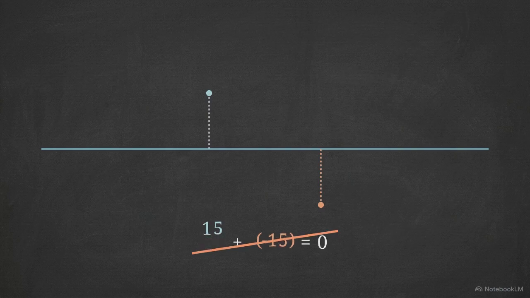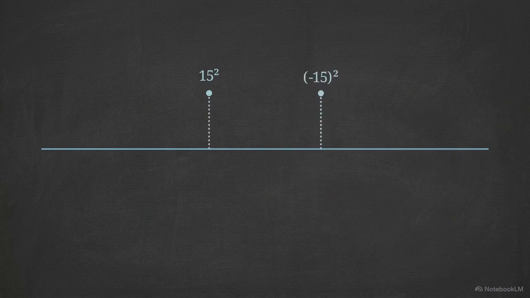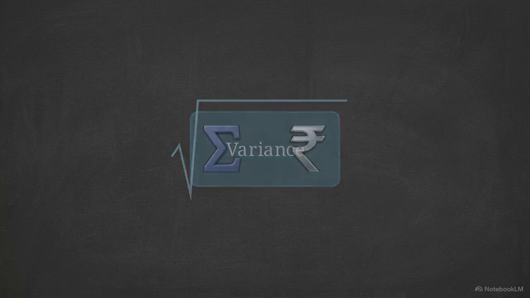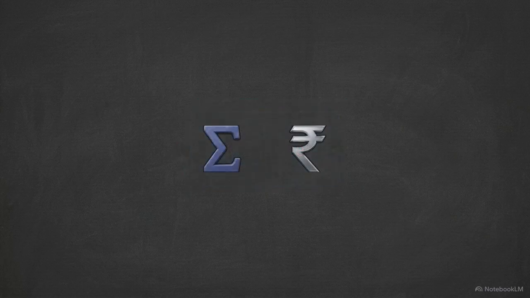The mathematical fix is to square every deviation. Squaring the distances converts all negative values into positive numbers, preventing them from canceling out the positive deviations. Averaging these squared distances gives us the variance. Finally, by taking the square root of that variance, we return the metric back to the original units of the data. This complete process produces the standard deviation.